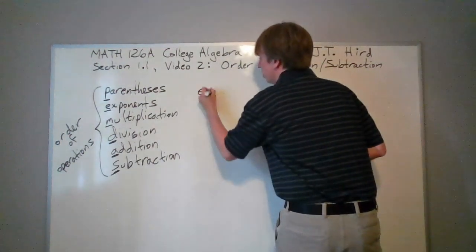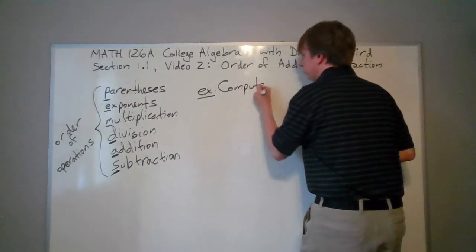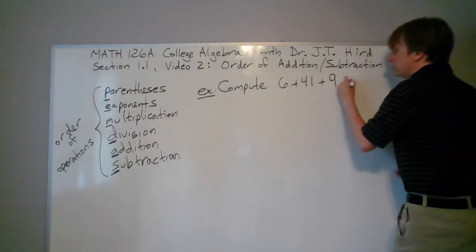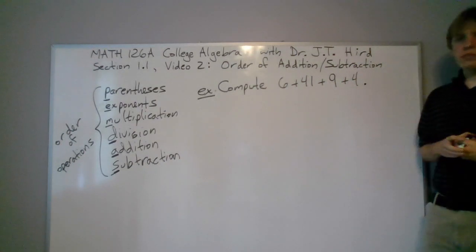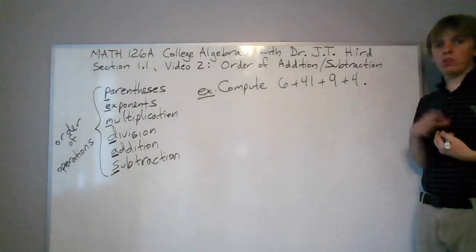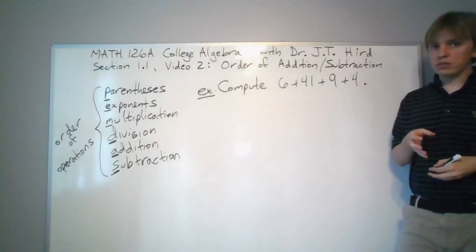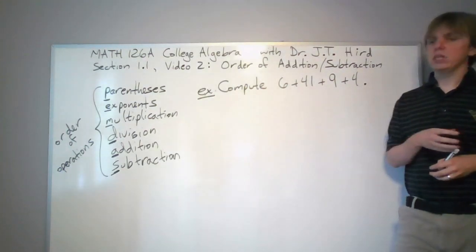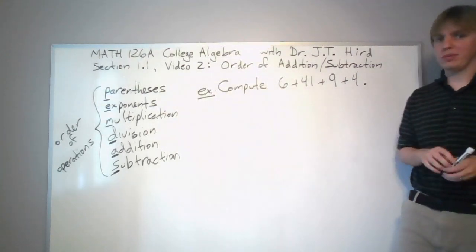So compute 6 plus 41 plus 9 plus 4. Okay, so I haven't yet told you what's supposed to happen when we have lots of things being added, but the rule is that when we see a lot of things being added, we're supposed to theoretically add them from left to right. Theoretically. So let's try it, and then maybe we'll talk about what's a better way to do this.